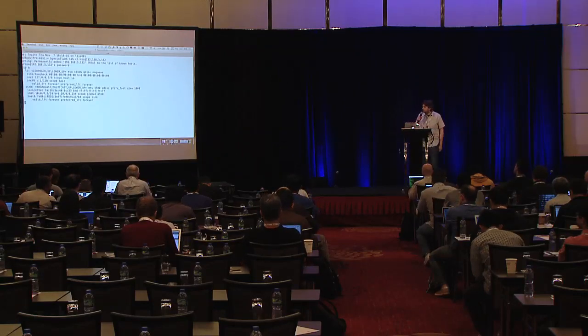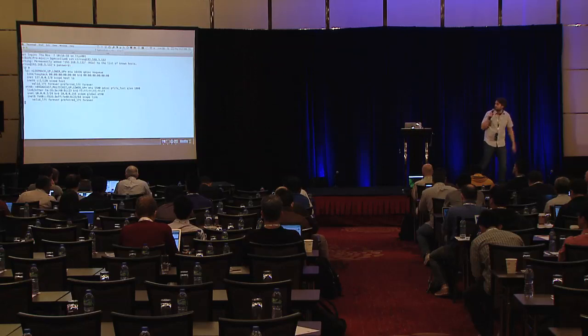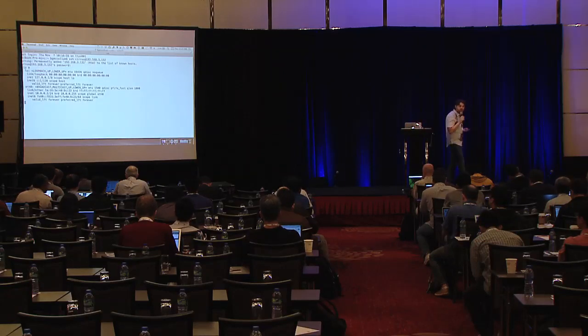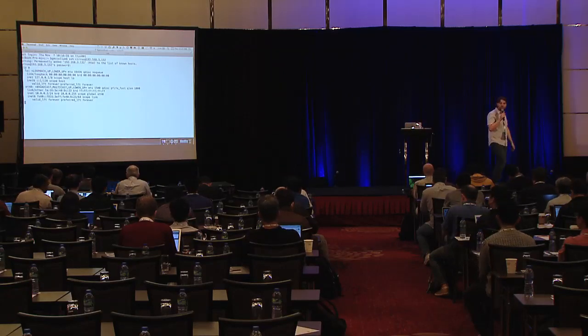There we go. So we can see that the IP address is 10.0.0.2, yet I SSH'd into it through its floating IP.